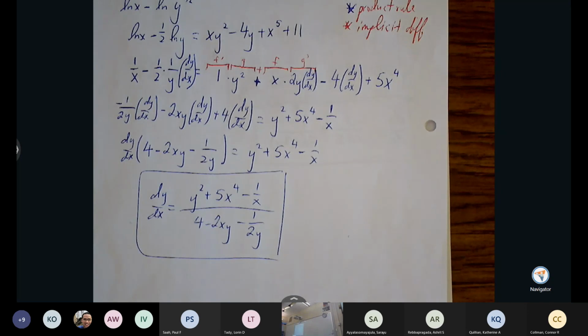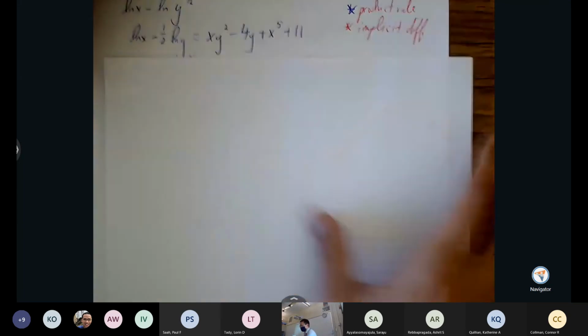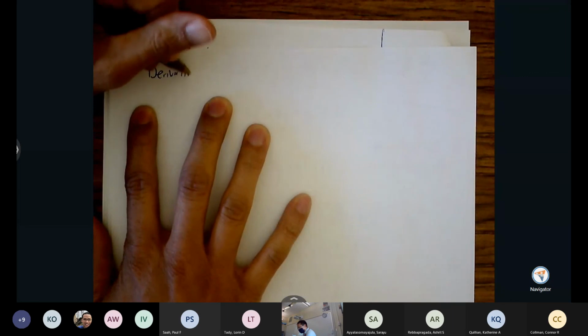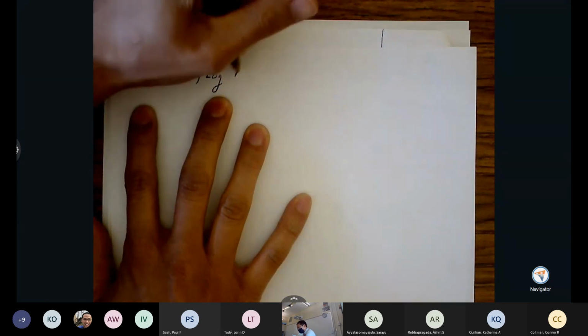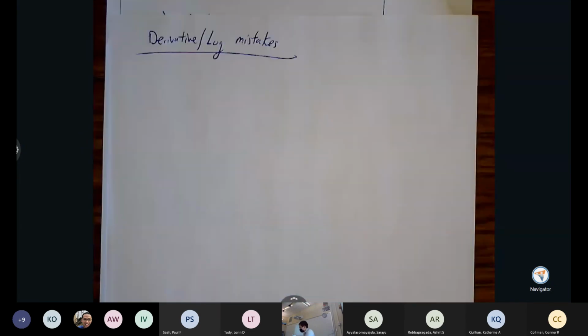Okay, one last thing I want to do is go over some common mistakes I've seen in the past, especially derivative rules involving logs here. Okay, so here are a couple of ones I've seen. Okay, so here's one.